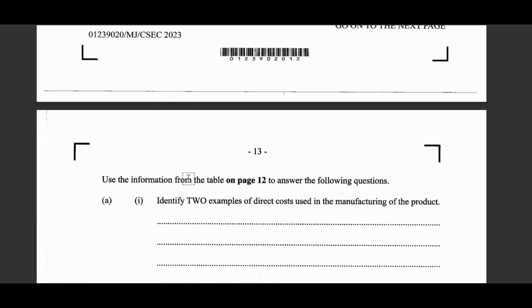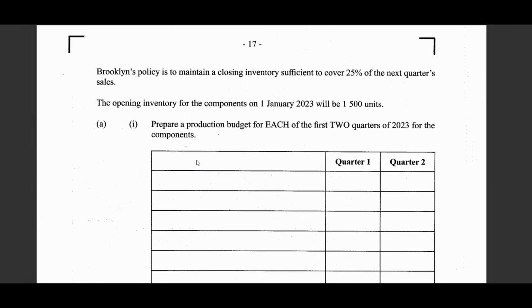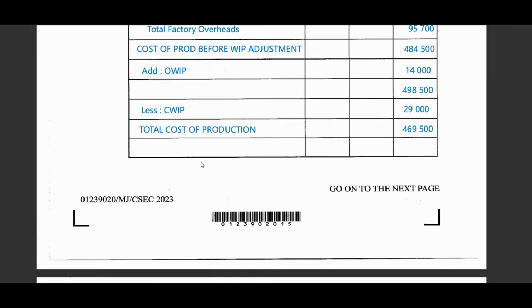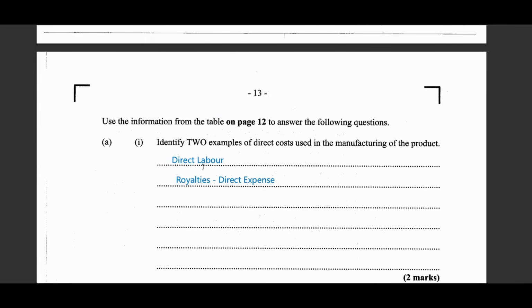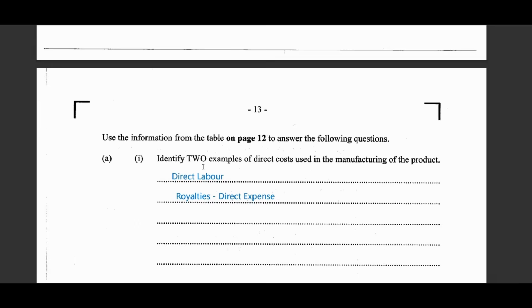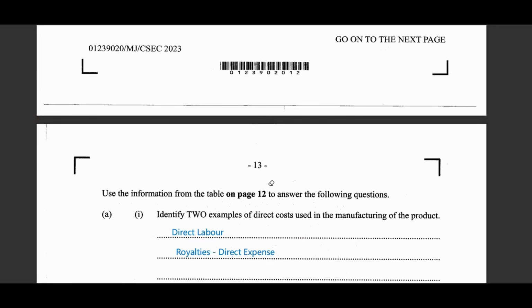What is being asked of us? Well, using the information from the page above, identify 2 examples of direct costs used in the manufacturing of your product. Right, guys, let's check it out. So, direct cost would include direct labor and royalty expense. We're seeing that right here, guys. Royalties and your direct materials. We saw that right there. Check them out. Good. So those would have been your answers for that first point.